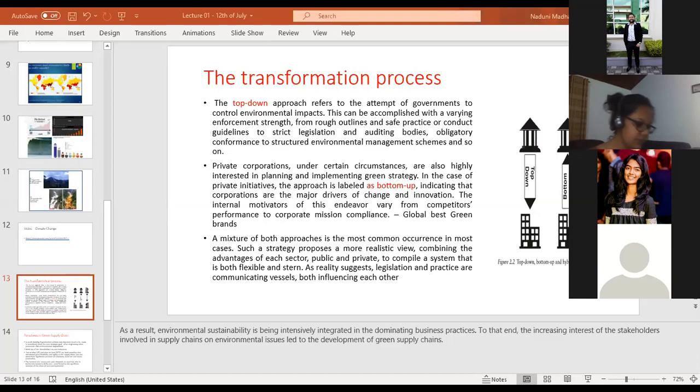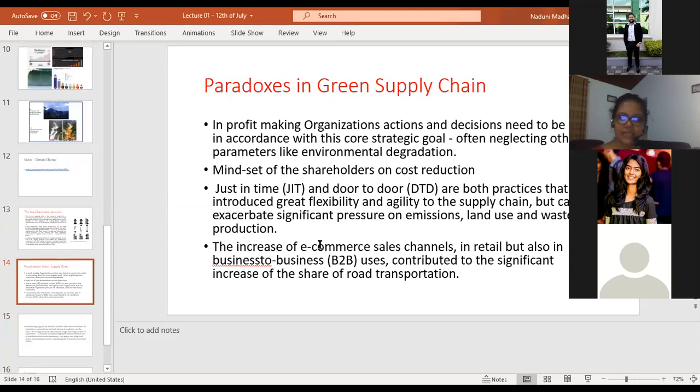It's not like they are not harming the environment. They have tried to minimize the harm. Okay, so we'll move on with the slides.